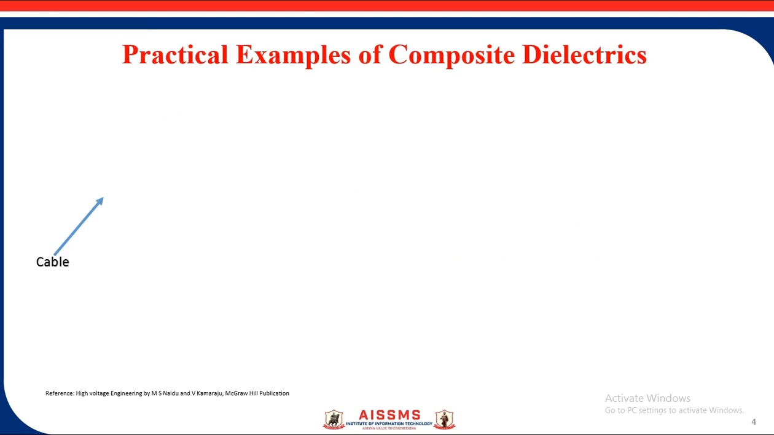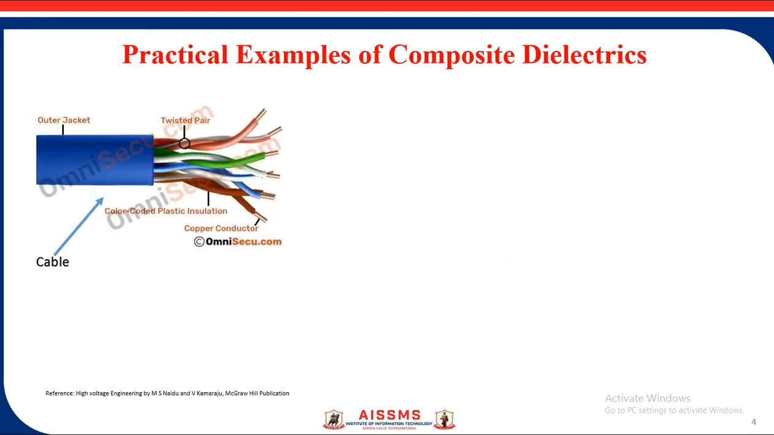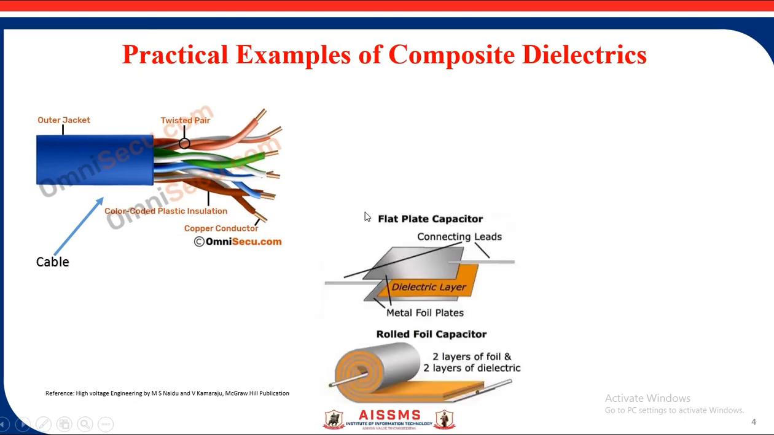Now these are some of the practical examples of composite dielectric. This is a typical cable where you can see that the conductor is covered with layers of insulation. This is a copper conductor, with color-coded plastic or PVC insulation. This is the outer jacket. So this again forms a composite dielectric.